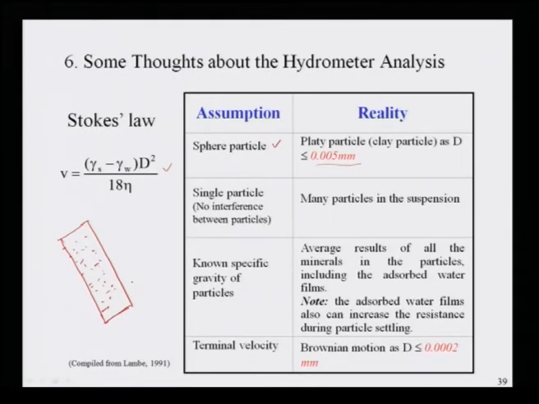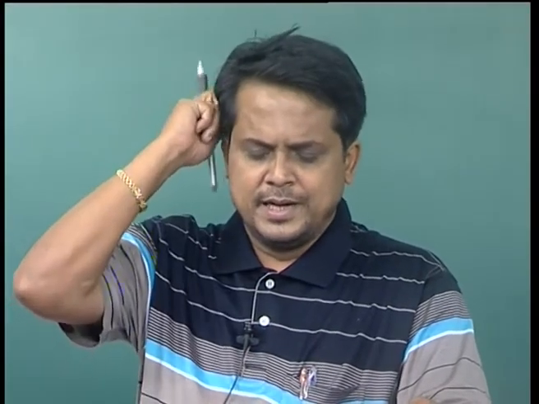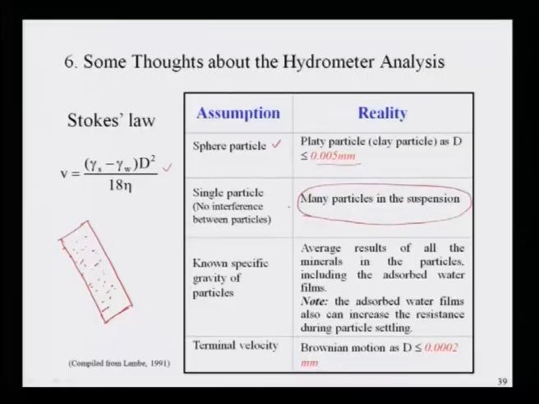In reality, this assumption is not true, that each particle will settle individually. It is possible that 2-3 particles mix, and many particles will be in suspension. Another assumption is a known specific gravity of the particles, based on which you find the hydrometer analysis result. In reality it is the average result of all the minerals in the particles, including the adsorbed water film. The adsorbed water films can also increase the resistance during particle settling.